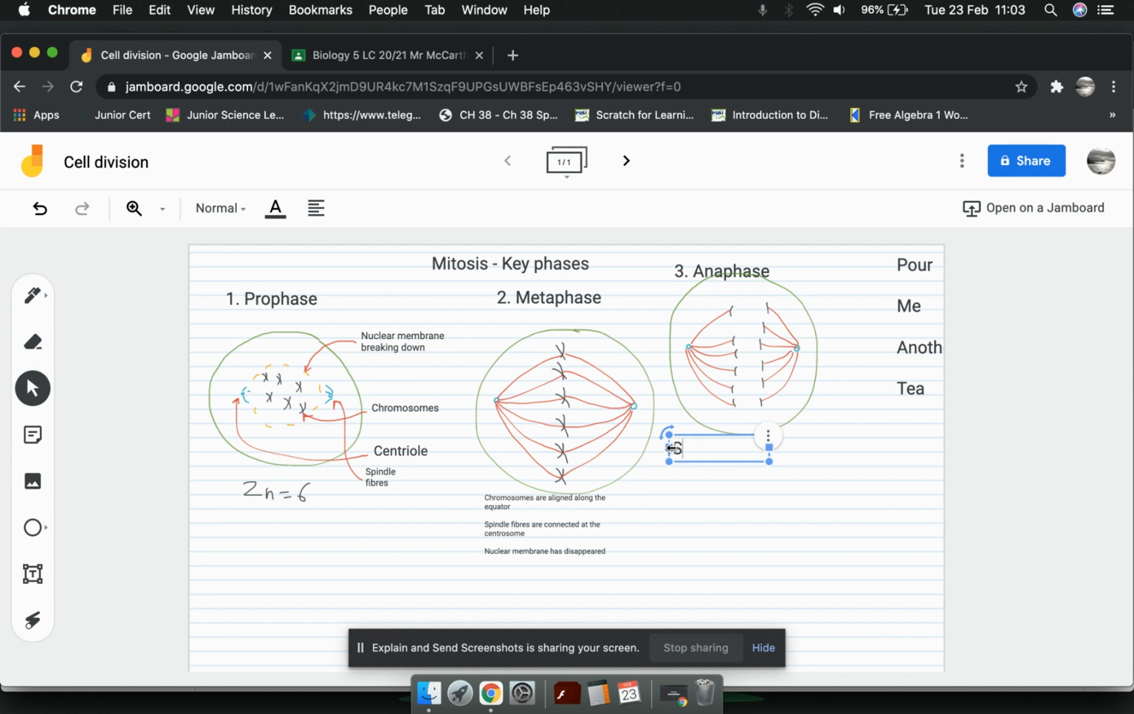What we're saying here is that the spindle fibers have pulled apart the chromatids, not to be confused with chromosomes. We could say there is contraction. So basically, they're pulling towards the centrioles. Okay, that's the main thing you could talk about there for anaphase.